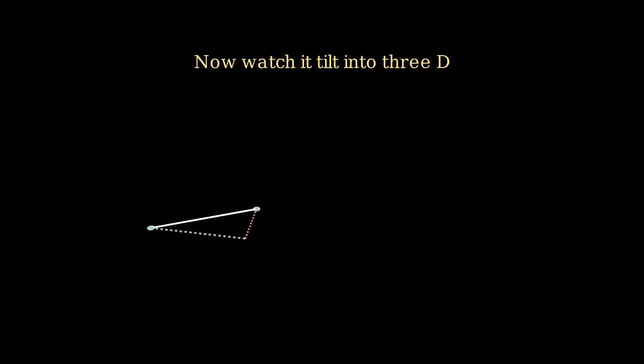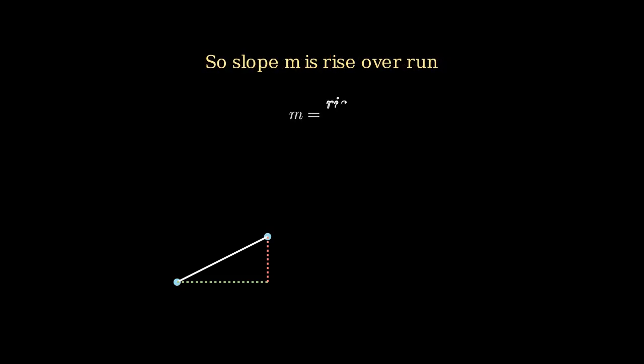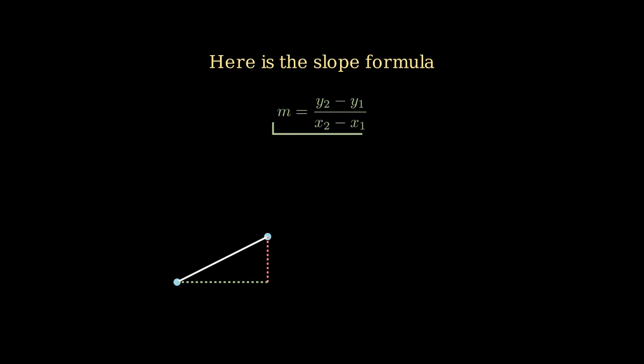Watch both the flat 2D triangle and the tilted 3D version. The legs are the same two quantities we used before. So the slope, which we call m, is defined as rise divided by run. That gives us the formula m equals open bracket y sub 2 minus y sub 1, close bracket, divided by open bracket x sub 2 minus x sub 1, close bracket.